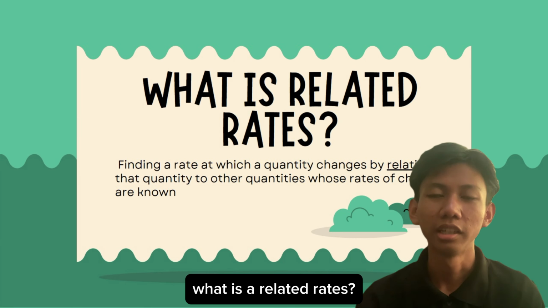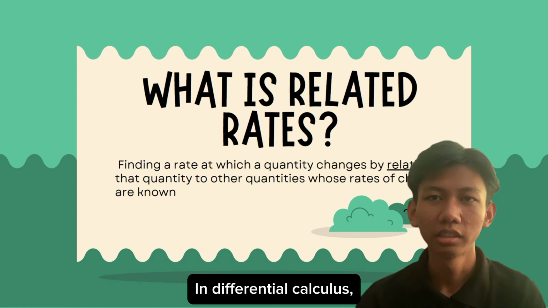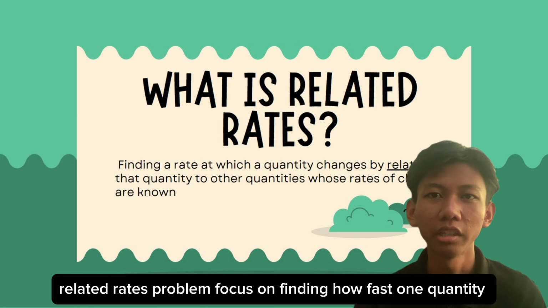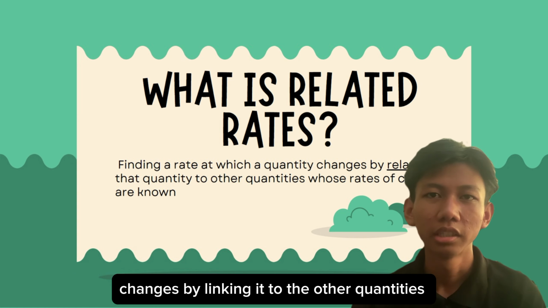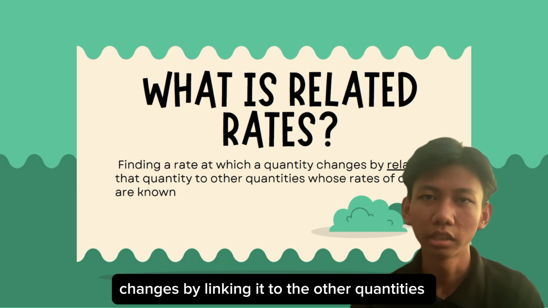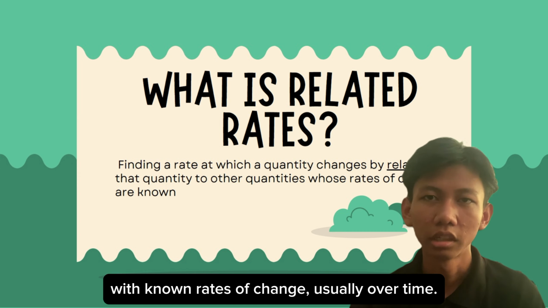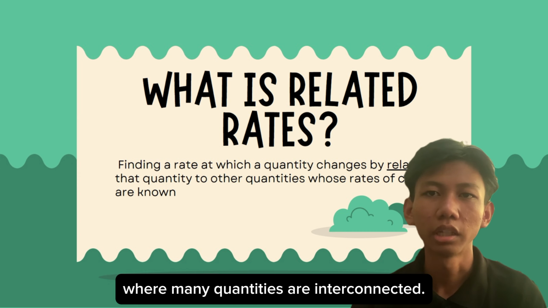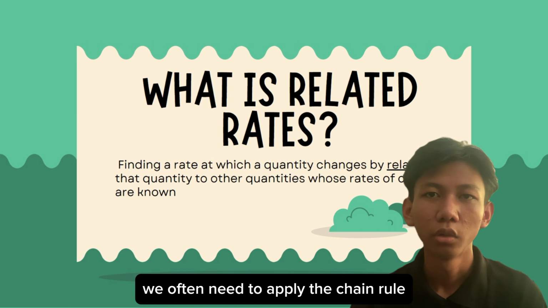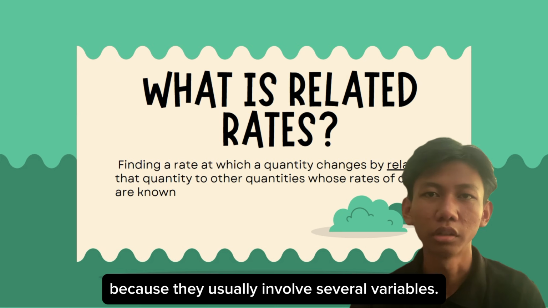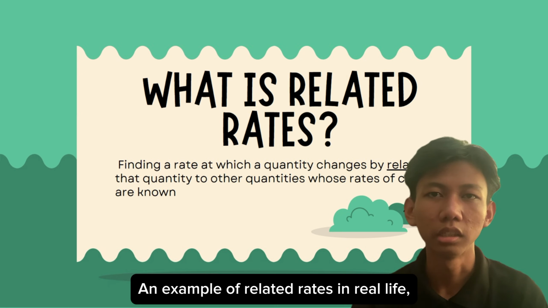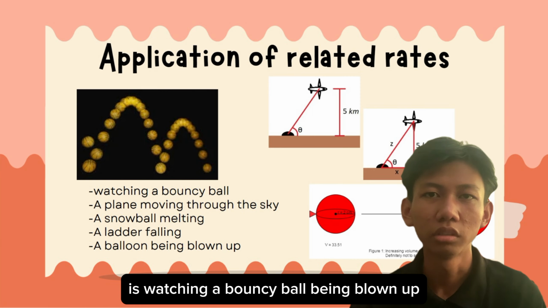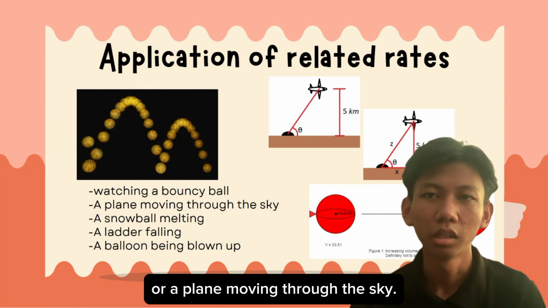So, what is related rates? In differential calculus, related rates problems focus on finding how fast one quantity changes by linking it to other quantities with known rates of change, usually over time. This approach is commonly used in science and engineering, where many quantities are interconnected. To solve this problem, we often need to apply the chain rule because they usually involve several variables. An example of related rates in real life is watching a bouncy ball being blown up or a plane moving through the sky.